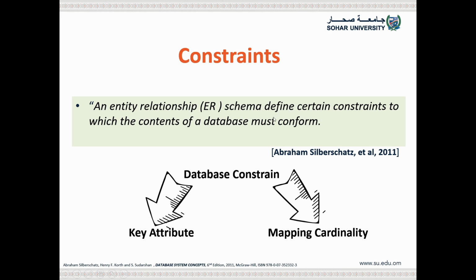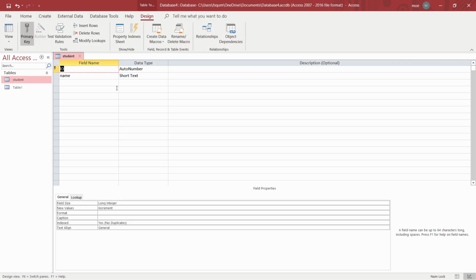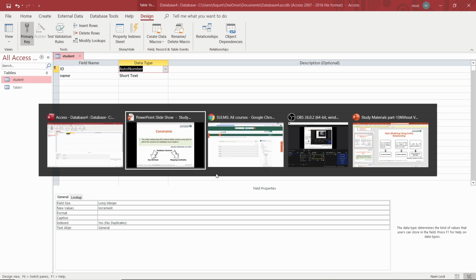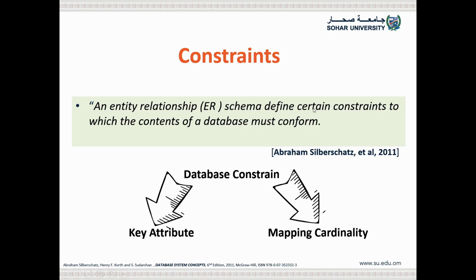Schema. Define: an entity relationship schema defines certain constraints to which the contents of a database must conform. This means we have a set of rules inside of this database. In the ID attribute, we can only enter numbers. This is a rule. This is a constraint.